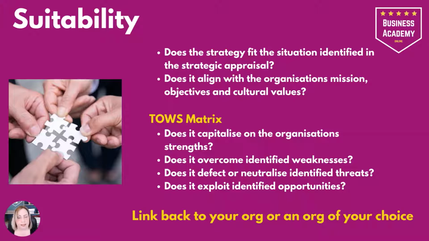And for each one of these, what we need you to do is to link back to your organization or an organization of your choice. For example, if you are talking about Ryanair becoming a luxury airline, then does that really align with the organization's mission and objectives of profit maximization? Will it capitalize on the organization's strengths? Well, probably not, because their strengths are that they're able to provide a low-cost service so people can get to and from with the minimum amount of fuss, shall we say, and so on. So you would need to link those.